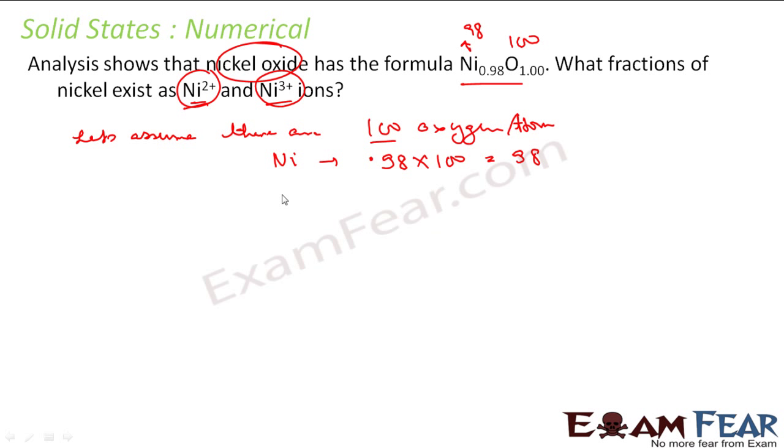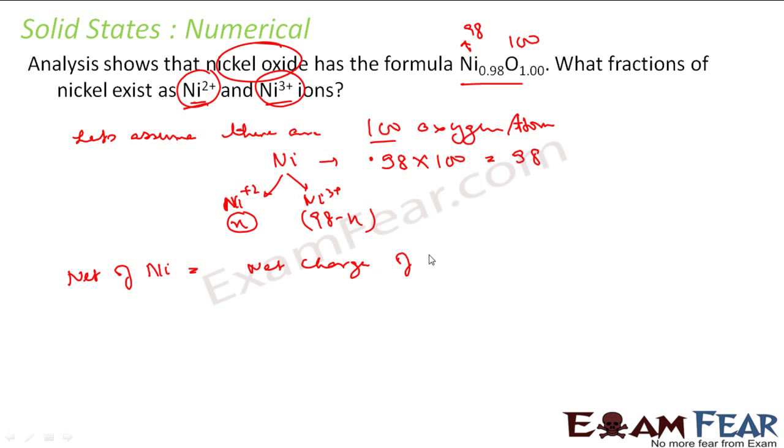And this nickel is nothing but both Ni2+ and Ni3+. Correct? And let's assume this Ni2+ is X. So Ni3+ will be how much? 98 minus X. Correct? Because the whole nickel is 98 atoms. So Ni2+ is X, then Ni3+ will be obviously 98 minus X. Okay. Now the net charge has to be 0, right? So net charge is 0, that means net charge of nickel will be equal to net charge of oxygen.